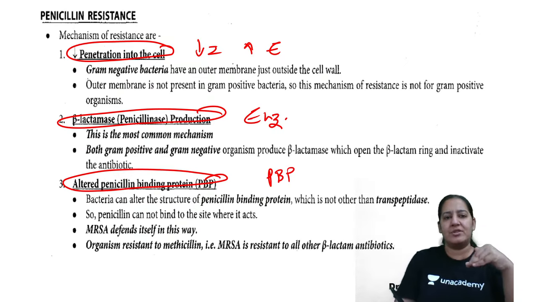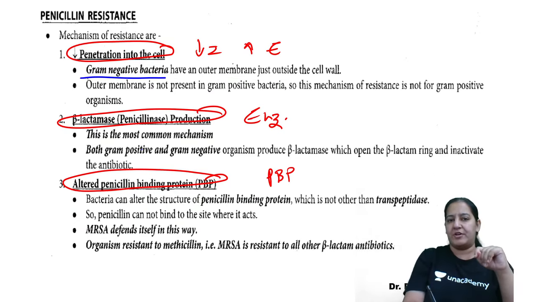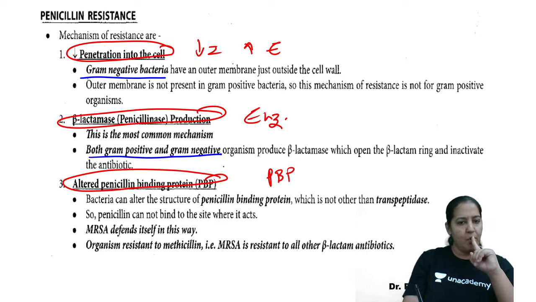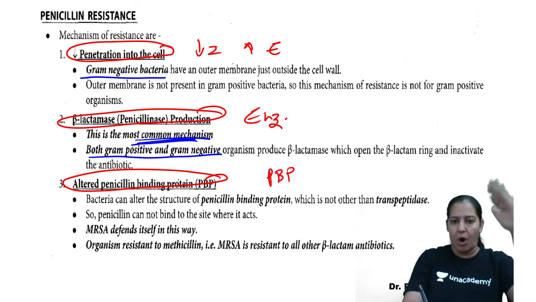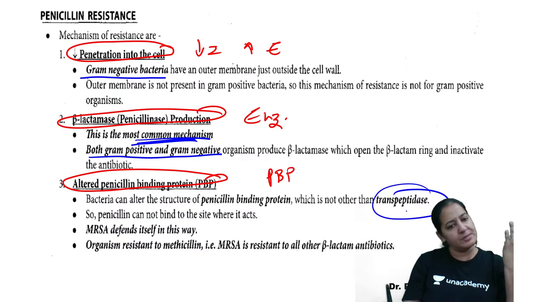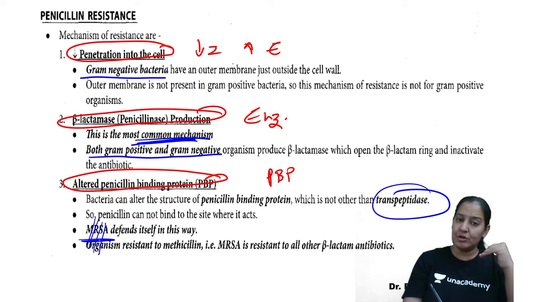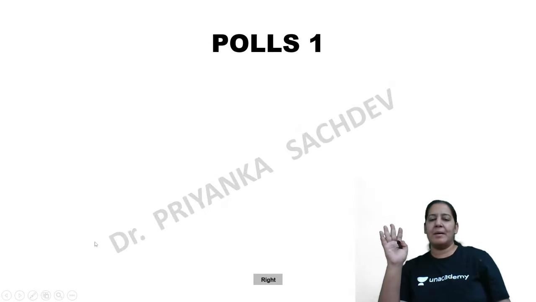Now, there are a few important points in three mechanisms. The first mechanism, decrease influx, increase efflux, is mostly important in gram-negative bacteria. And the second mechanism, that is enzyme, is common in both gram-positive as well as gram-negative. It is the most common mechanism of resistance out of the three, right? Altered binding protein: the penicillin cannot reach the transpeptidase because the binding proteins are altered. Now even MRSA can defend this way. You know what is MRSA? MRSA is methicillin resistant Staph aureus, the Staph aureus which is resistant to methicillin also, right? So those are the important points about them.